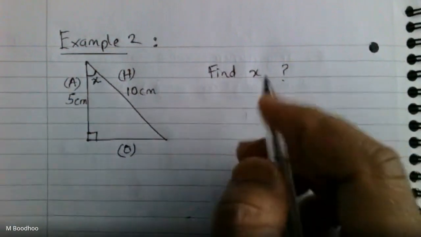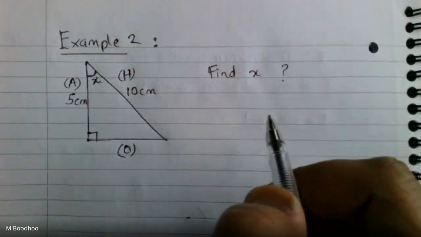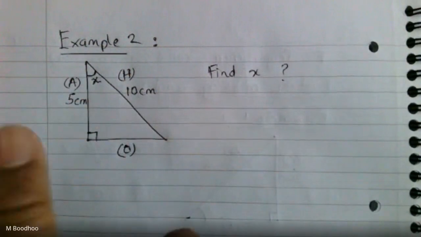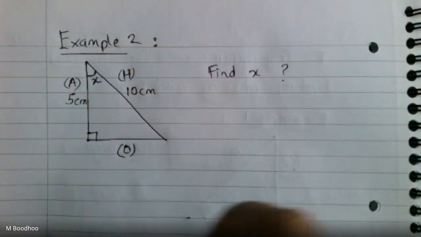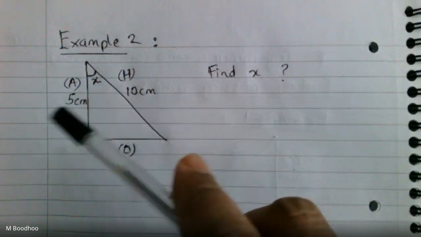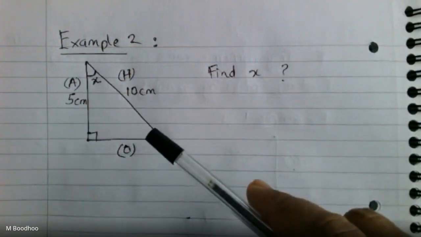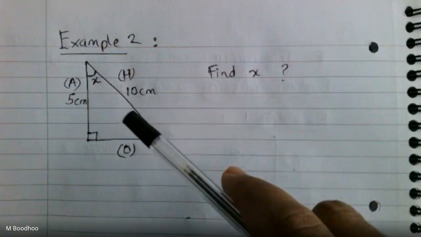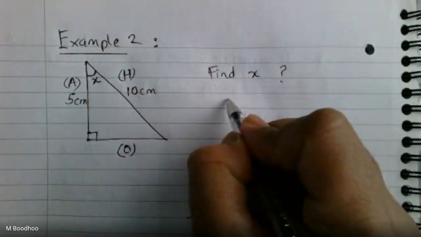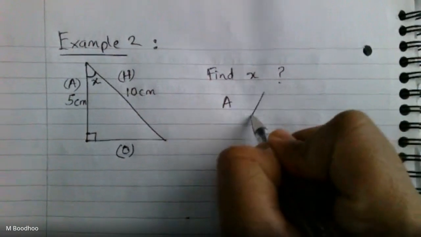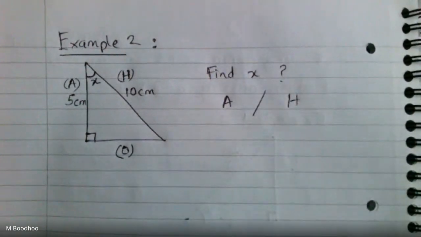I'm going to ask myself only one question, and listen to me. Just remember this question, please. Which sides do I know? Can you type on the chat which sides do I know, please? Yeah, well done, Kobe. So I know A and I know H. I'm just going to write down here A/H. These are the two sides that I know.